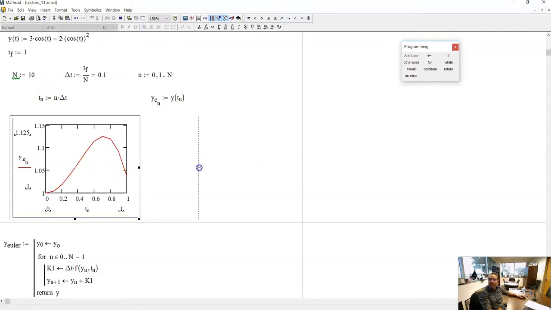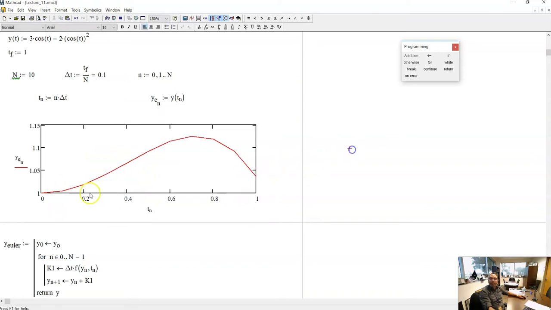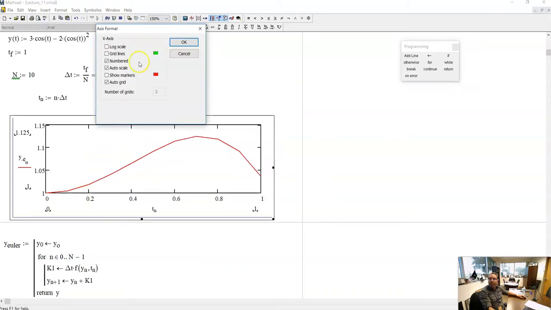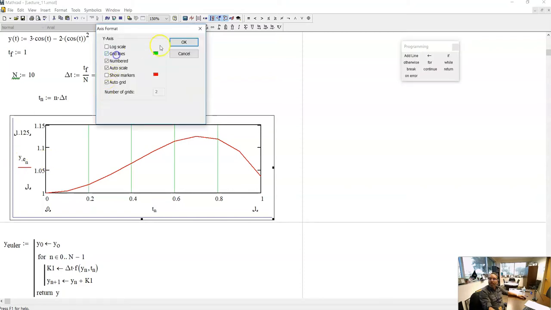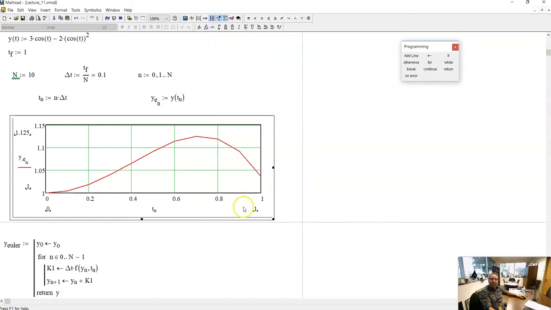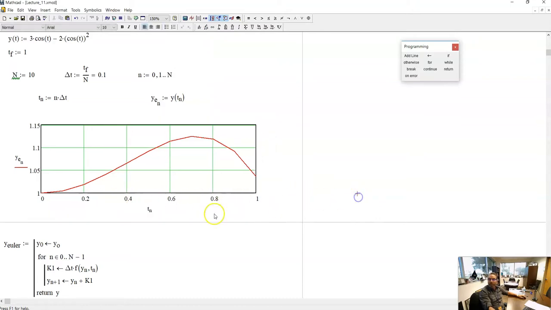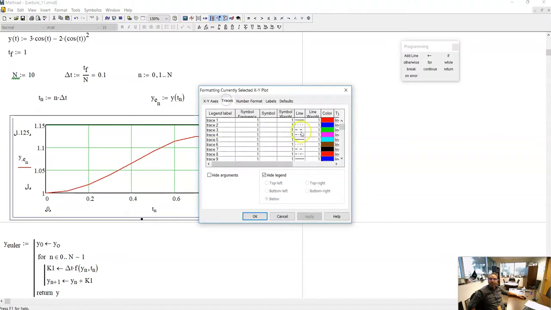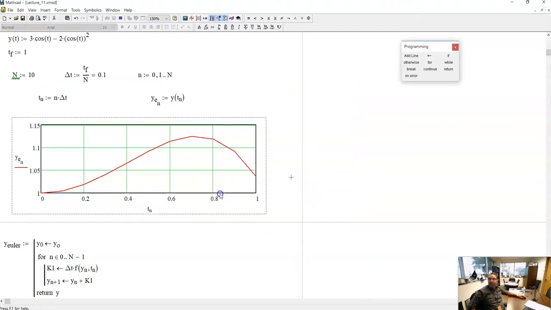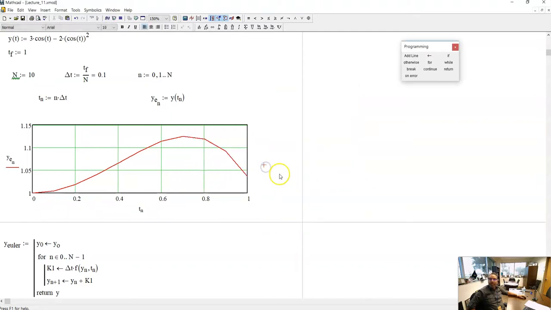And then I can do all kinds of things to these plots. Like, for example, the way I had displayed it, I can put grid lines on the x-axis and on the y-axis. I can change the scheme, the number of grid points. I can change the colors of the traces. I can double click on the trace itself and change the color or the weight of the lines or the type of line, or just use symbols and so on. So you can play with these. And again, that's all in my videos explaining how to use Mathcad.